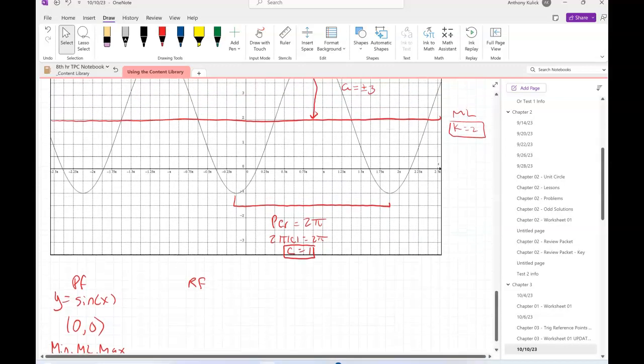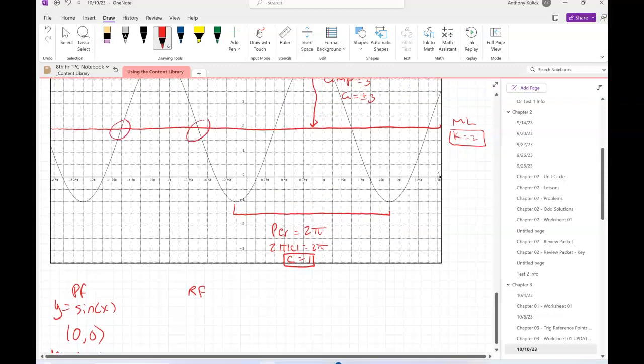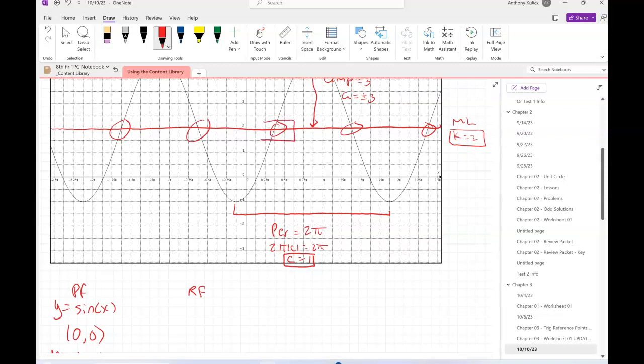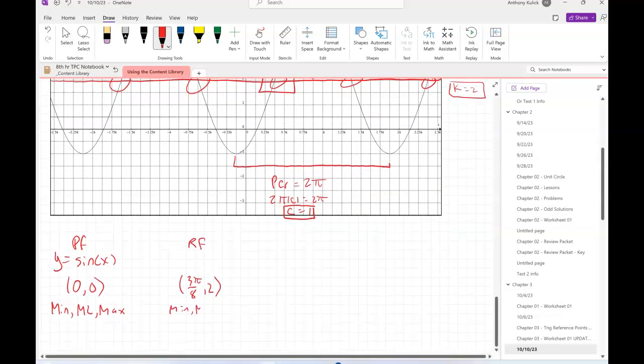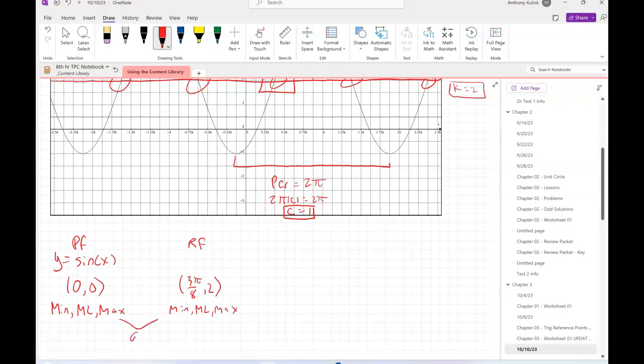So from the resultant function, I'm going to pick a midline point. I think I'm going to pick this one in particular, which is 3/8, 2. If I look at that, that goes minimum to the midline point to the maximum. So that's going to tell me that my A value should be positive 3 because they are the same kind of midline point. If I'm going too fast or if I did something you don't understand, please stop me and interrupt.